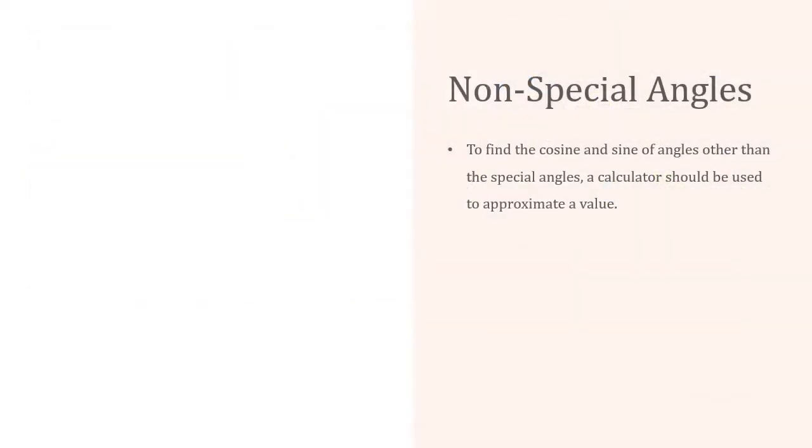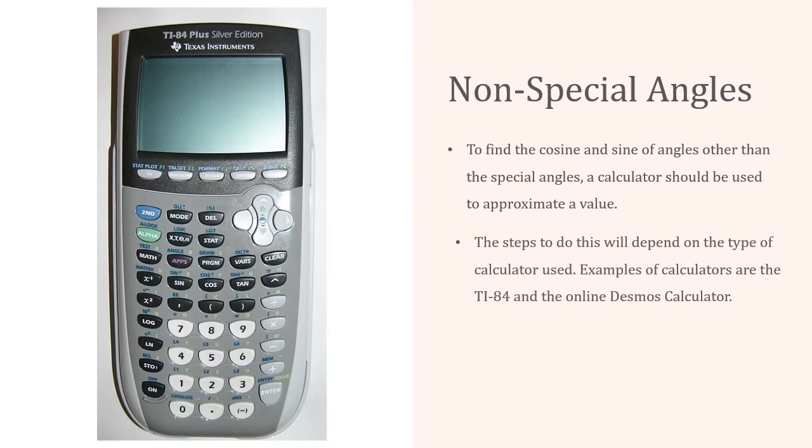For non-special angles, to find the cosine and the sine of angles other than the special angles, a calculator should be used to approximate a value. Now, the steps to do this will depend on the type of calculator that you use. Examples of calculators: this is a TI-84. This is just an example. There are other graphing calculators, other TIs certainly, but the steps would be similar.